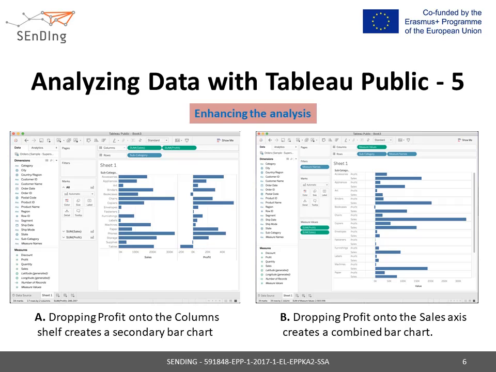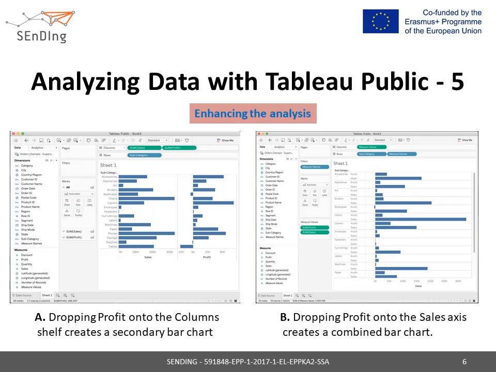If we'd like to show profit as a secondary bar chart, simply drag and drop Profit onto the Columns shelf to the right of where we dropped Sales. Figure A displays the result. Although the secondary bar chart does display the profits for each subcategory, someone might not find that this type of chart is particularly intuitive.